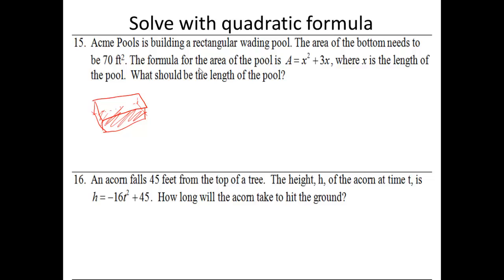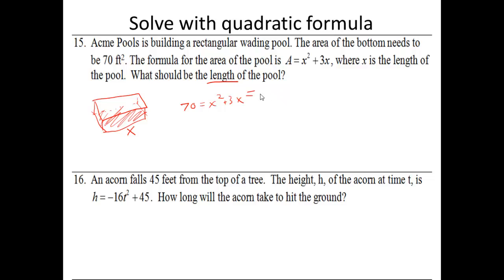Now, to get the length, we would call this x. And so we would set 70 in for A, because that's what we want to figure out. What should the length of the pool be? So we say that 70 is equal to x squared plus 3x. Now again, we can just change this into a standard quadratic equation, apply the quadratic formula.